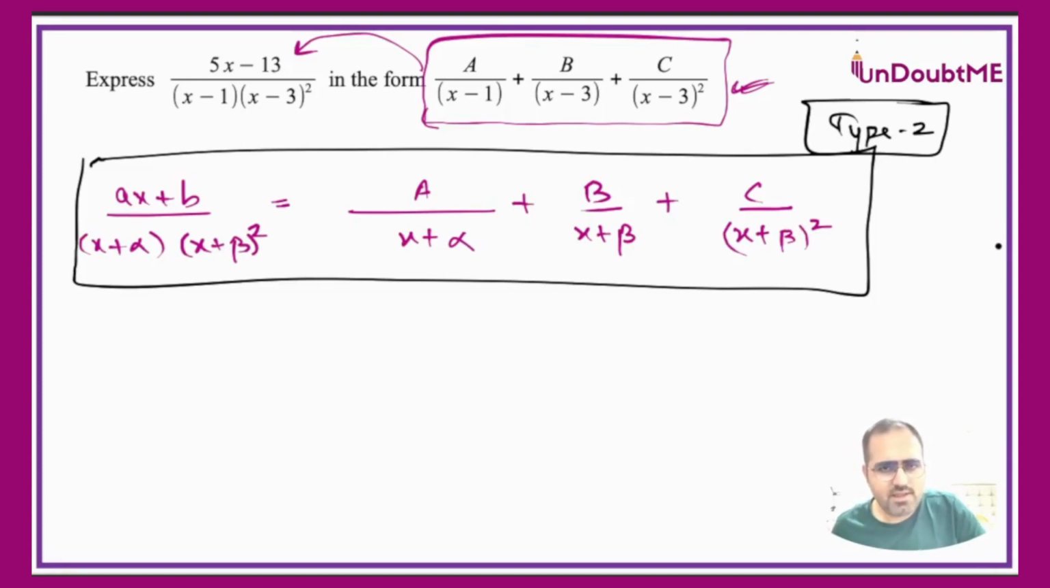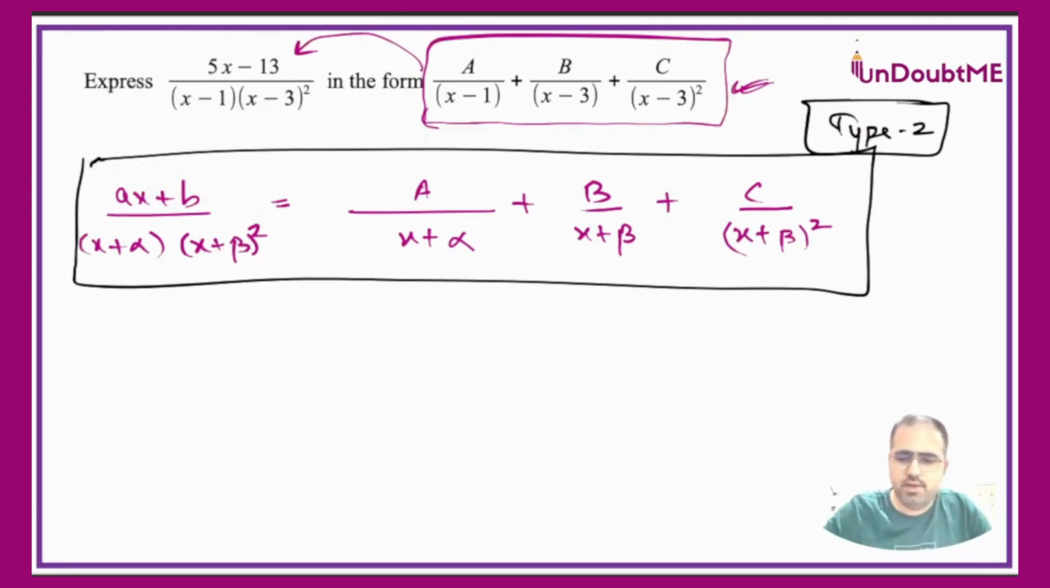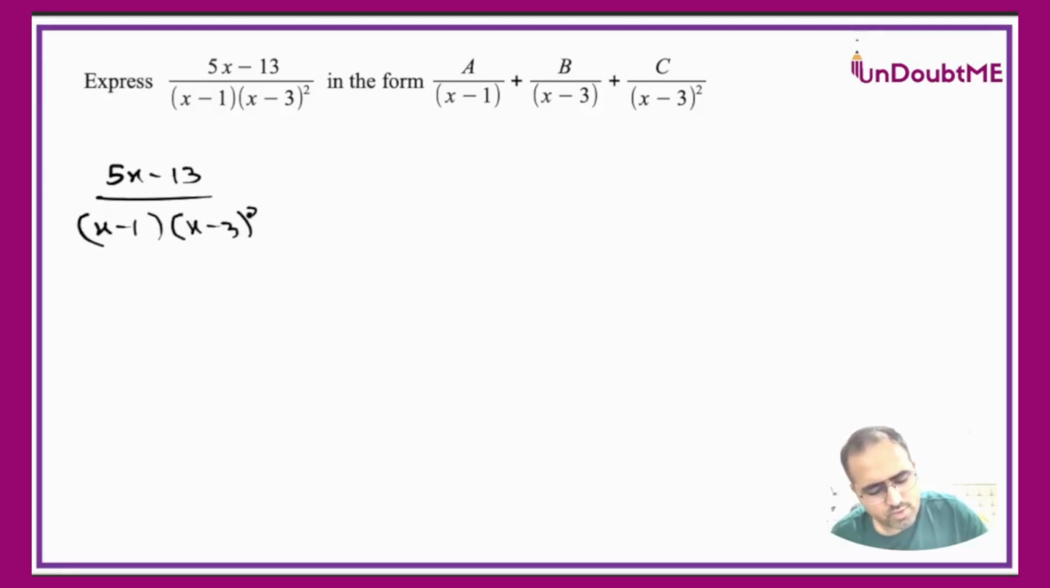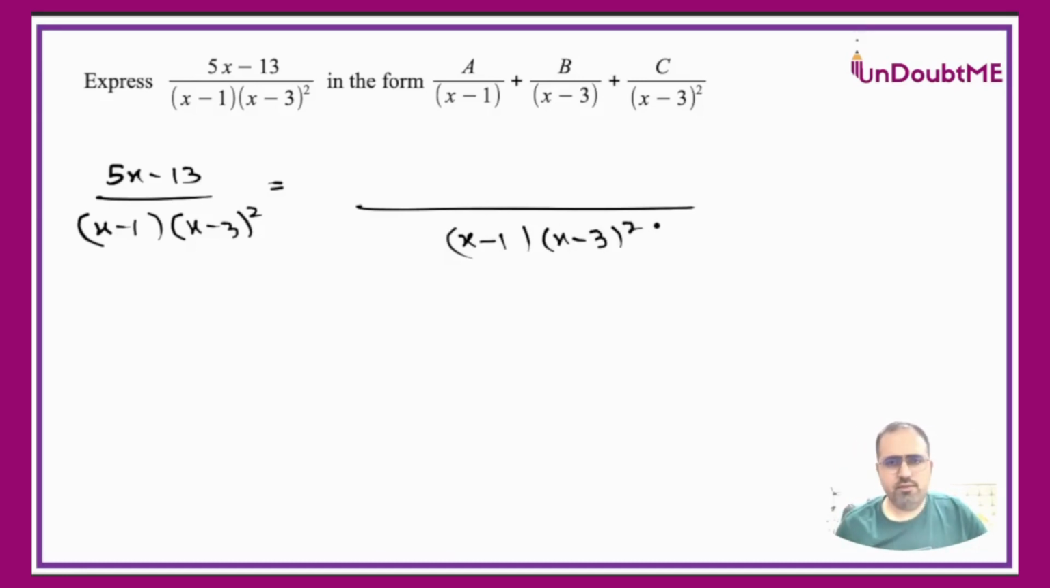Now to apply this, let us go back to the question and try to do it. Along with me, if you guys are fine doing it, you can carry on with your working and then you can check your answer from the screen. I'm doing it, we can do it simultaneously. So I will begin with (5x minus 13) over (x minus 1)(x minus 3) whole square is equal to A over x minus 1 plus B over x minus 3 plus C over (x minus 3) whole square. That is the first step.